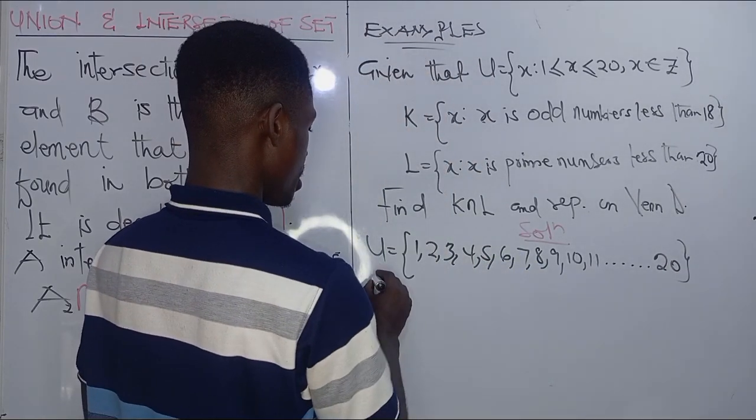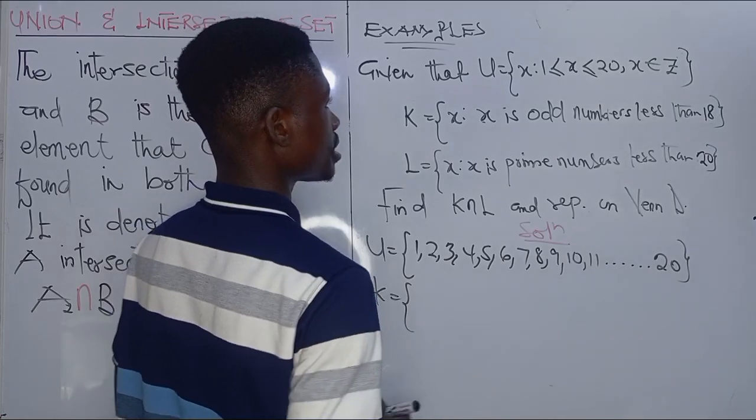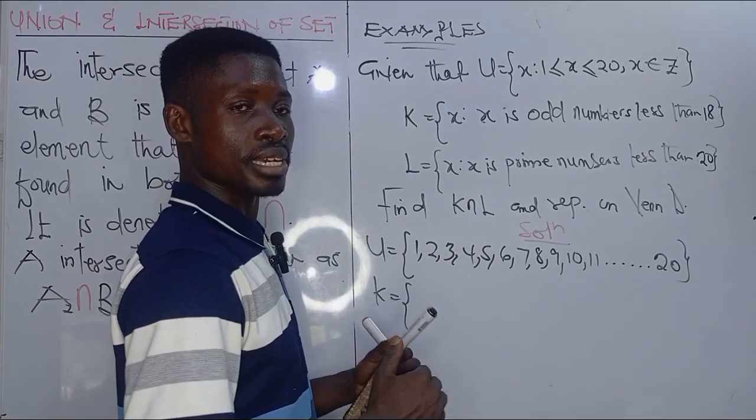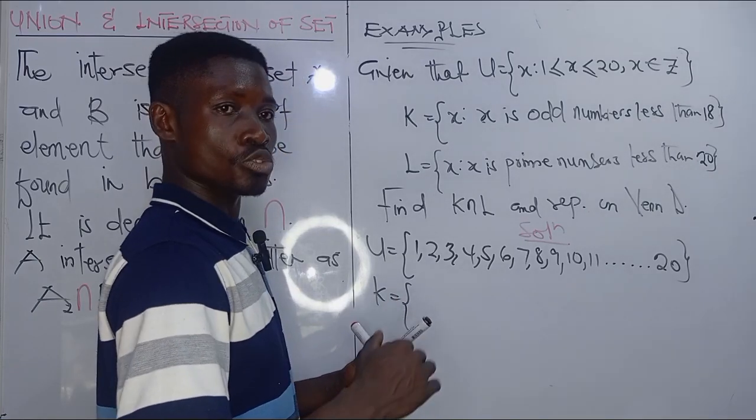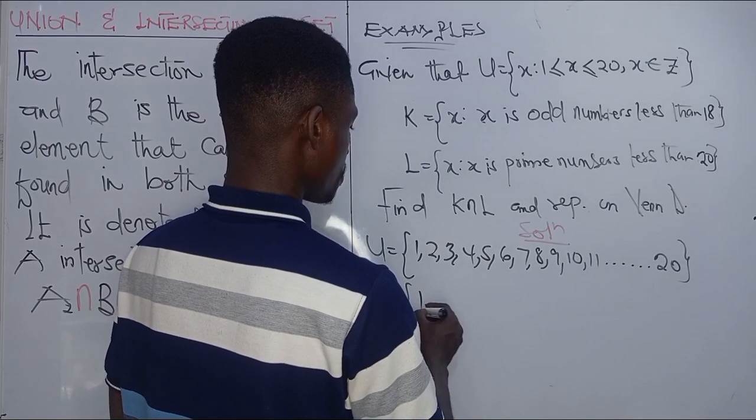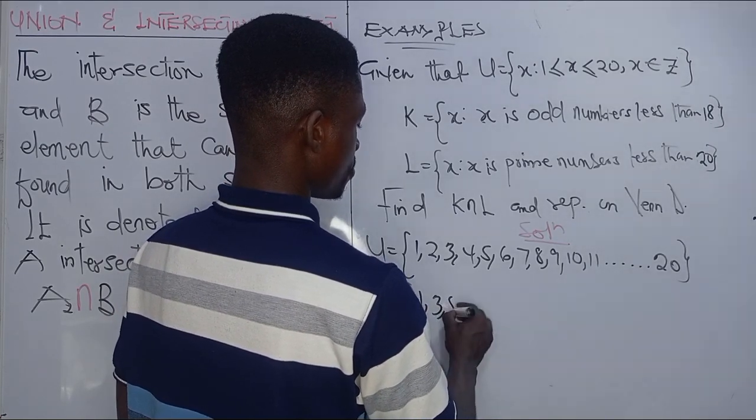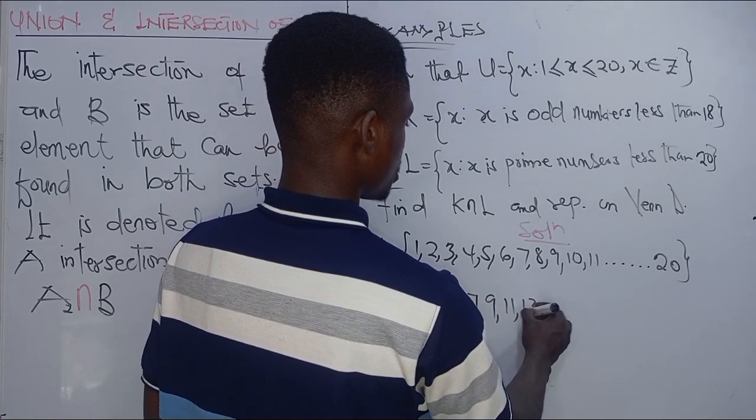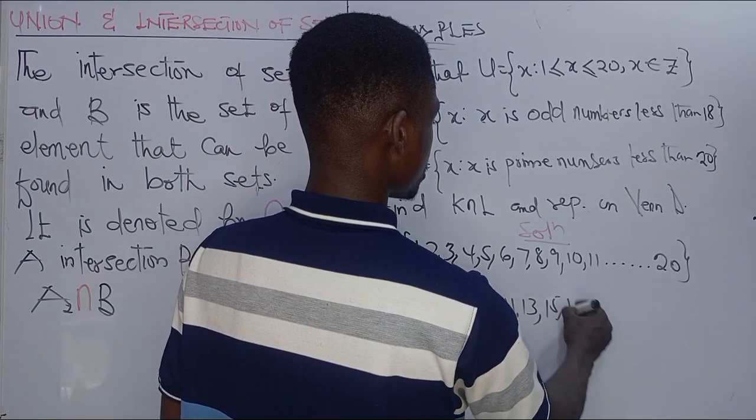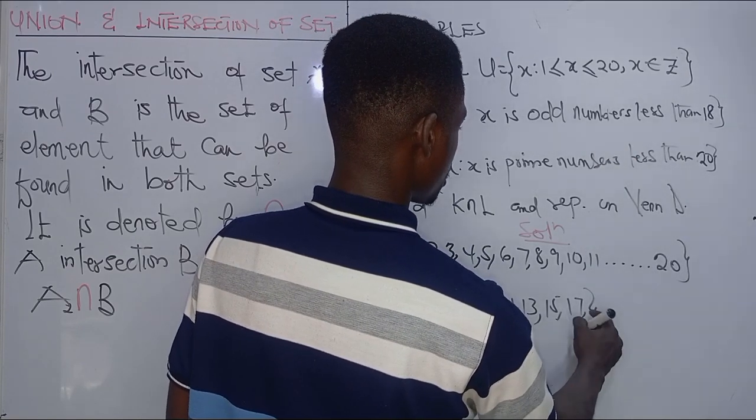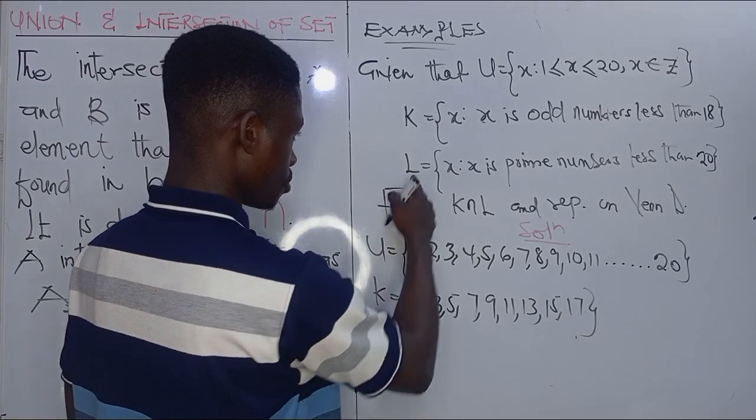And then we have K, which contains the odd numbers, and we know that odd numbers are numbers that when divided by 2 leave a remainder of 1. So we are going to start from 1, move to 3, 5, 7, 9, 11, 13, 15, 17. So up to 17, and then we move on to L.